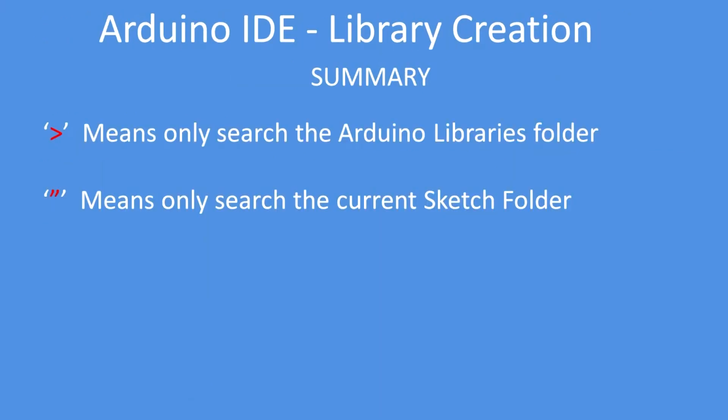So in conclusion then, the chevron left and right means only search the Arduino libraries folder, and the double quote means only search the current sketch folder.